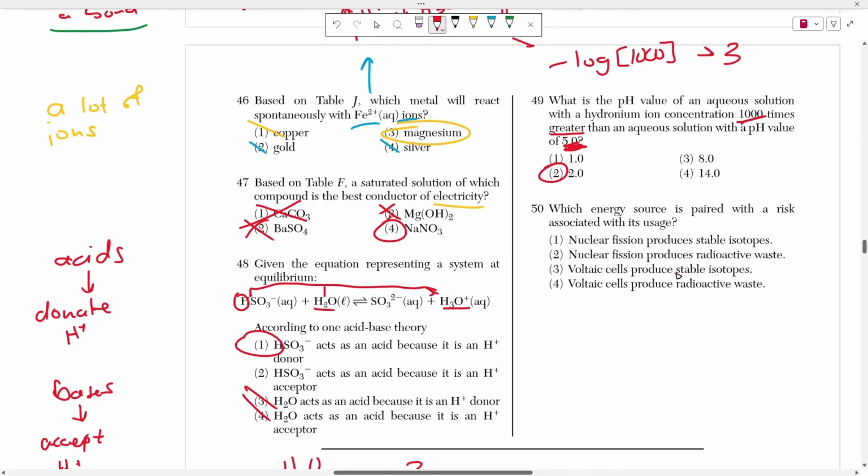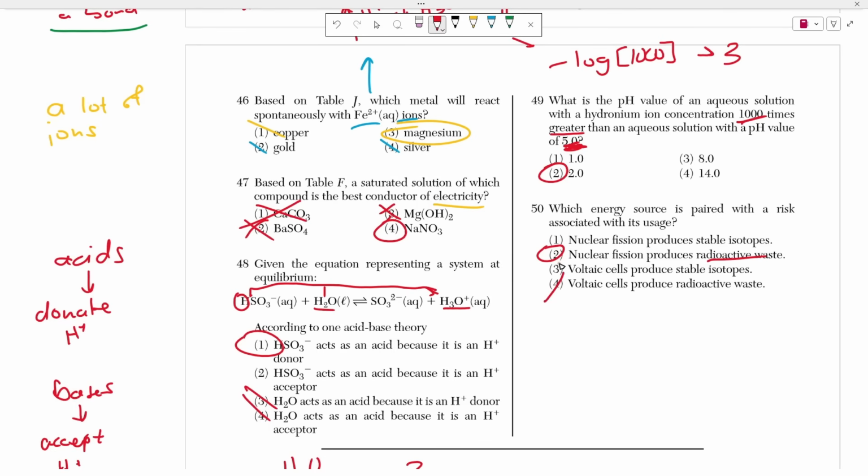Number 50 asks us, which energy source is paired with the risk associated to its usage? All right. The only issue here is that nuclear fission produces nuclear or radioactive waste. That's the only health risk, or the only risk that we have, right? Even though nuclear power provides extremely clean energy and it's super safe, the issue is once we use up our nuclear fuel, we just have a bunch of radioactive waste, okay?